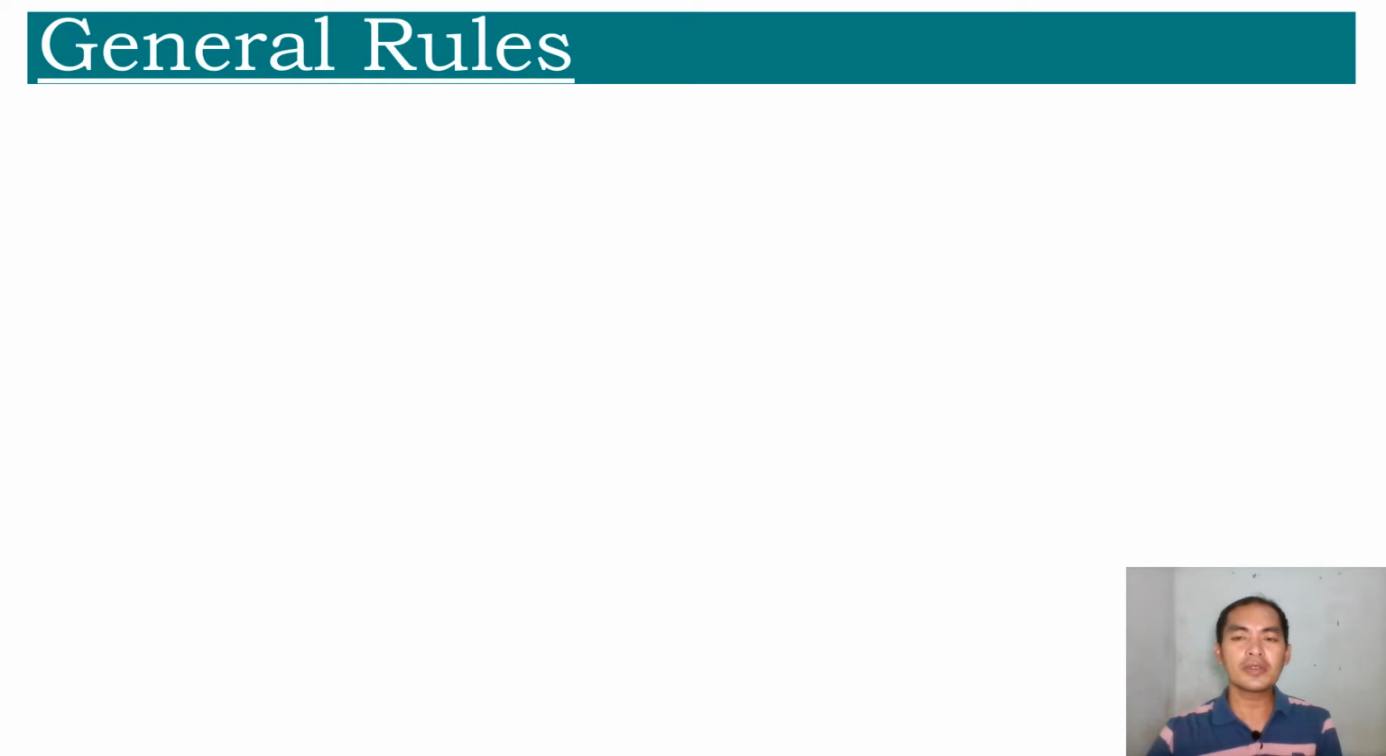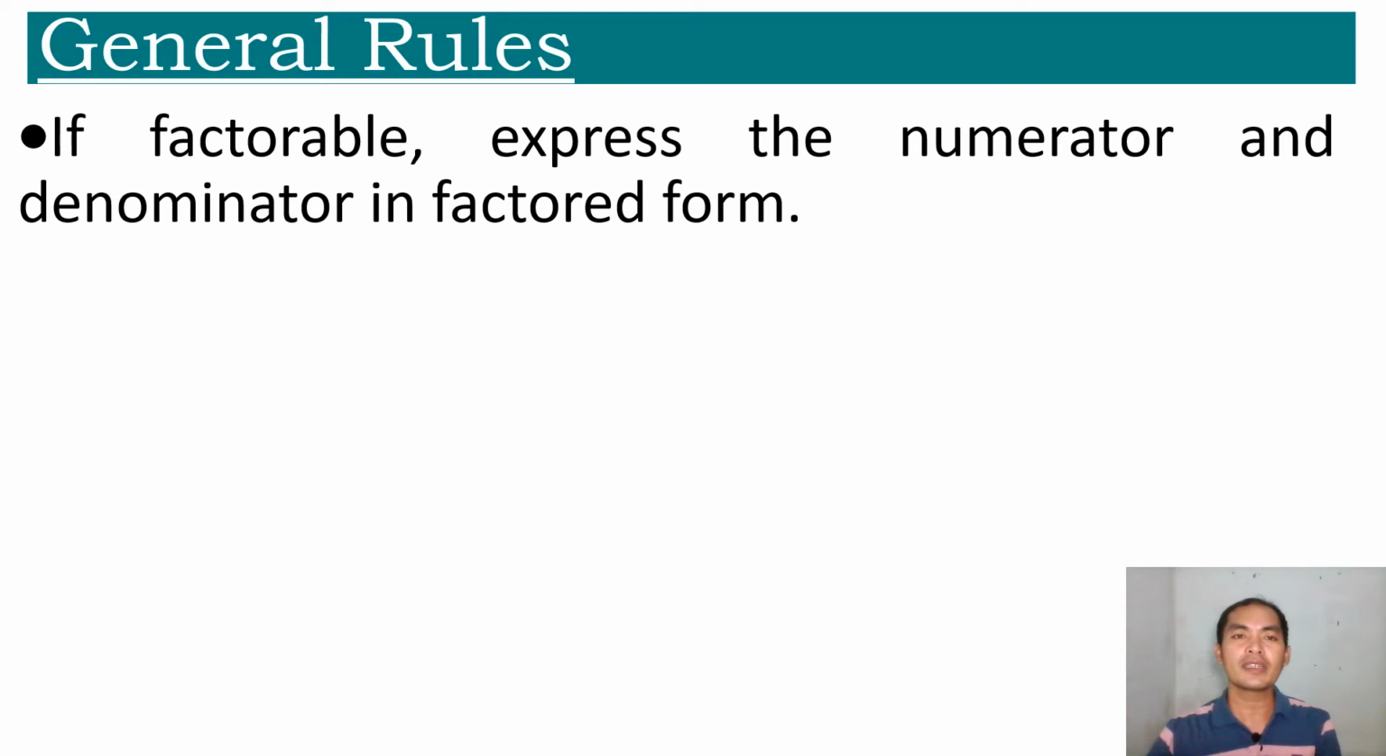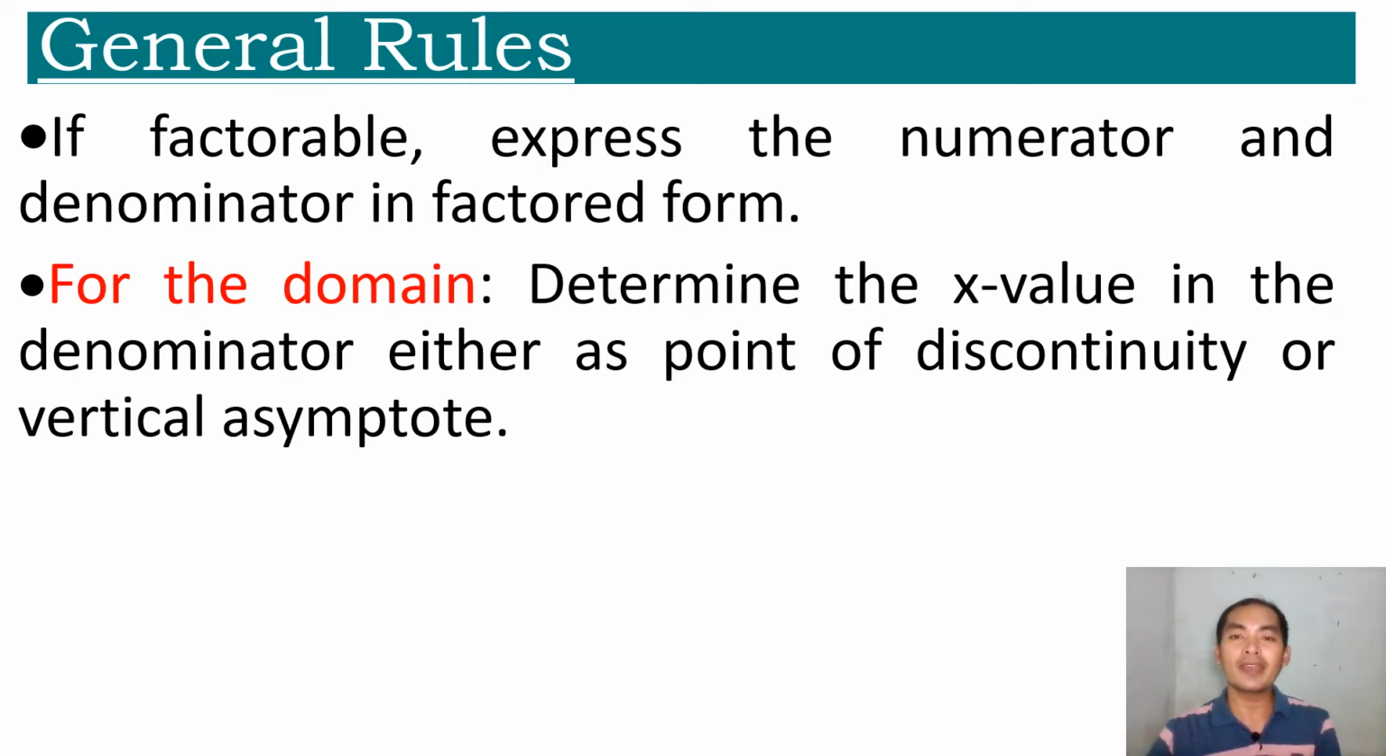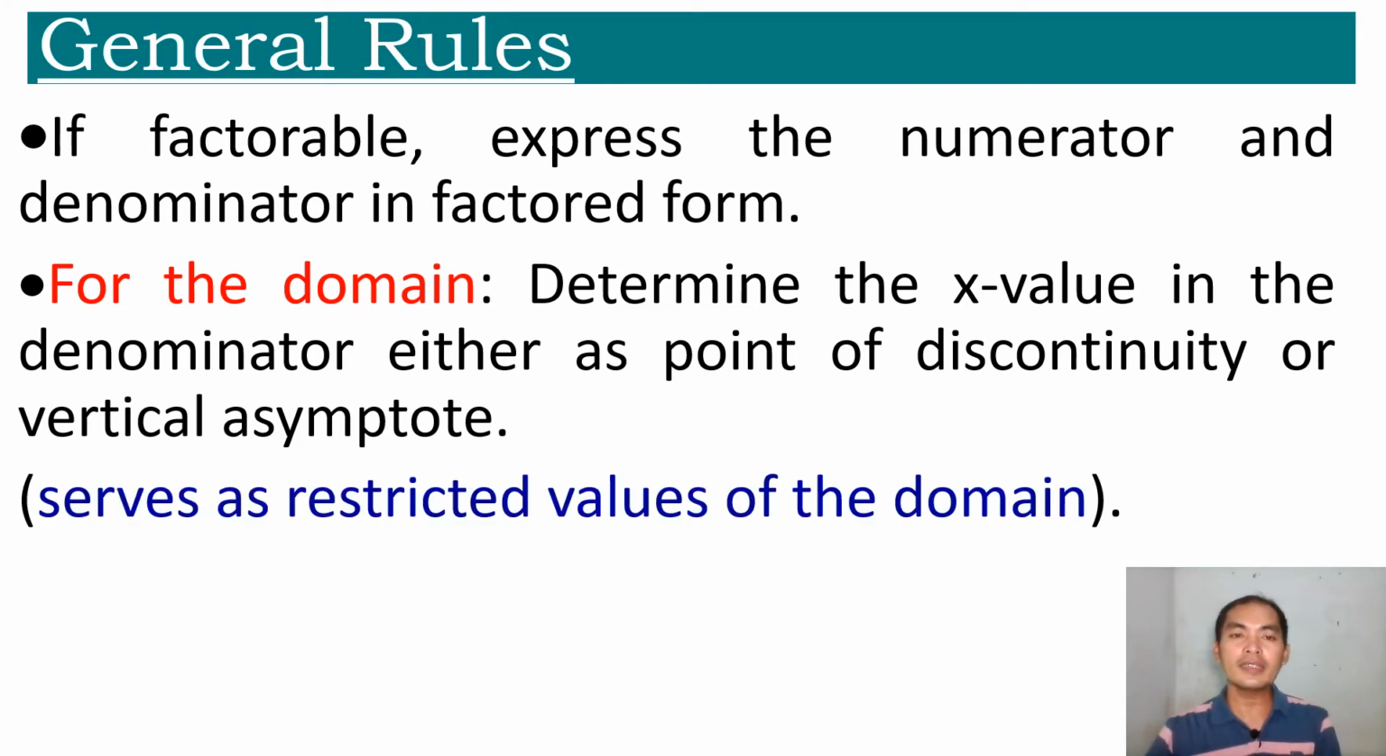The general rules in determining the domain and range of a rational function. If factorable, express the numerator and denominator in factored form. Kasi mas kailangan or maigi na naka-factored form ang given function. For the domain, determine the x value in the denominator, either as point of discontinuity or the value of the vertical asymptote. This serves as the restricted value of the domain.